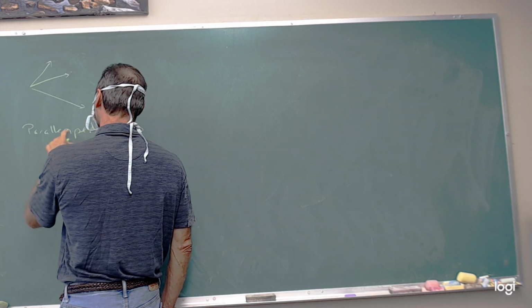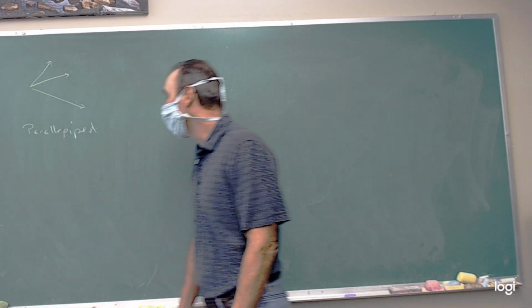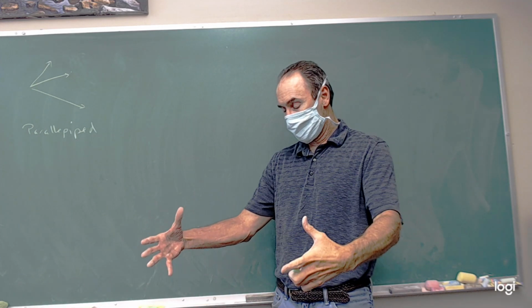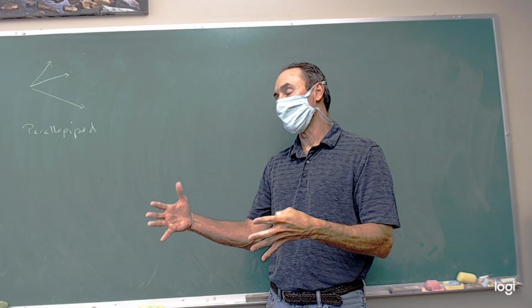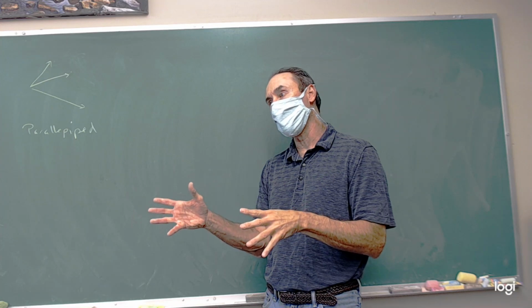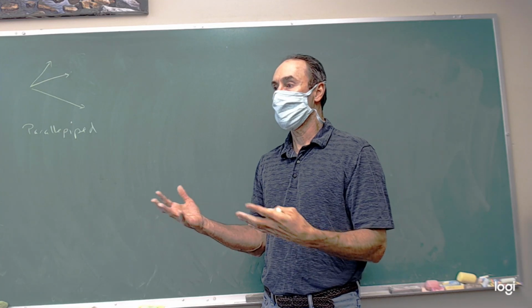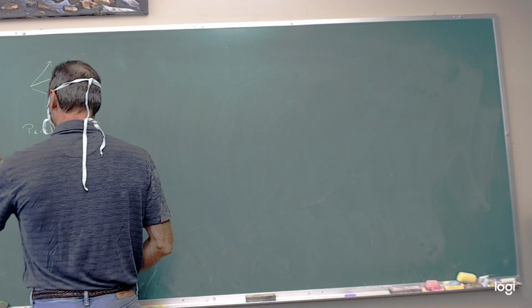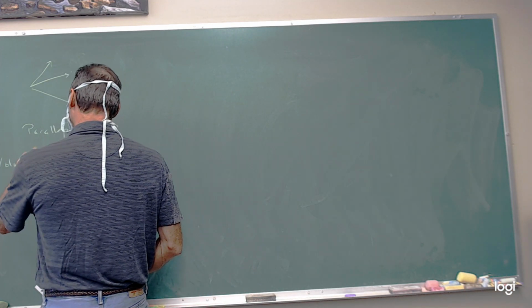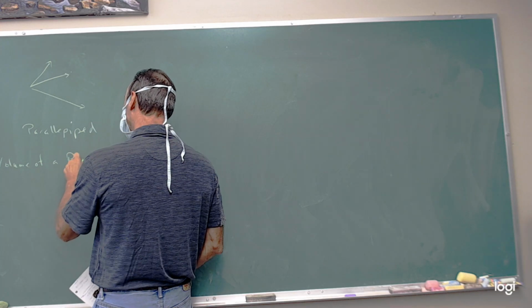Trying to expand your vocabulary at every opportunity. So a box that's been leaned over, so now the sides are not necessarily rectangles, they're going to be parallelograms. That is called a parallelepiped. So the volume of a parallelepiped.